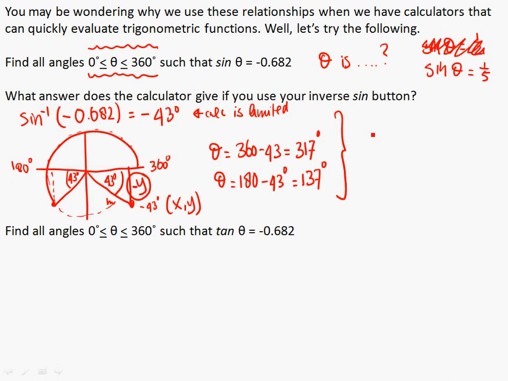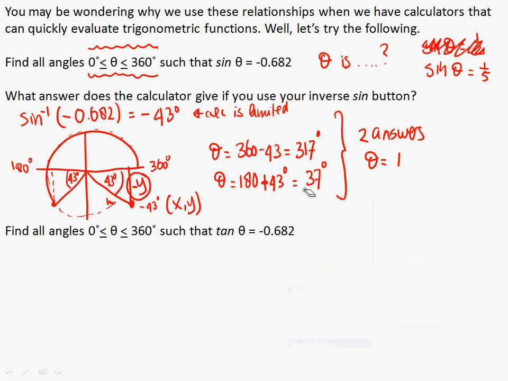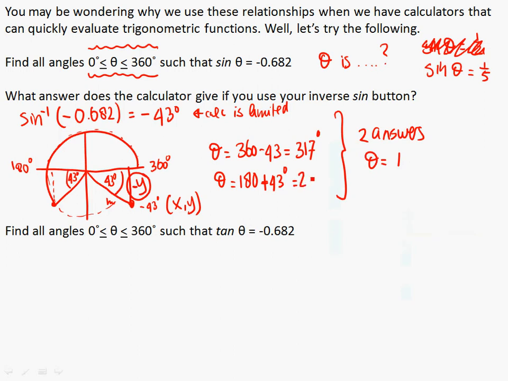So, this particular question has two answers. Okay, and if I ask you this question, I did that wrong, sorry. I need to add 43 here, right? It has two answers, and if I ask you this question, I would fully expect you to answer with two answers here. So it's 223 degrees is my first answer, and my second answer is 317 degrees.